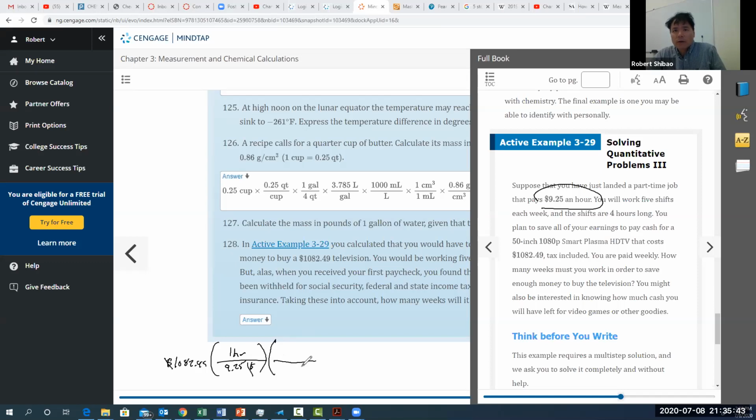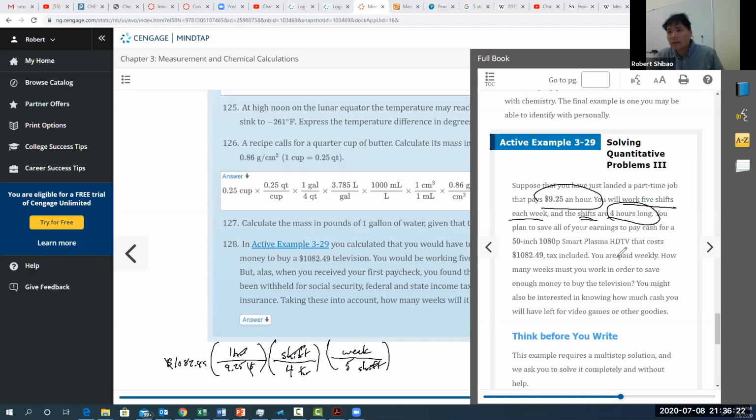And then we've got to cancel out hours. We could go hours to minutes, but let's see if we have something else here. Oh, we have something else here, 4 hours long. What's 4 hours long? Shifts. So that might be more relevant here. 4 hours per shift, one shift. And so this tells us how many shifts we have to work. And then let's try to get rid of shifts. You work five shifts per week. So there are five shifts per week. And so we can get rid of shifts here. Now we have weeks. This is how many weeks you've got to work.